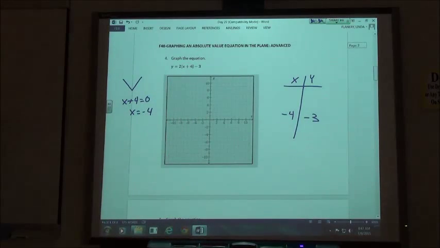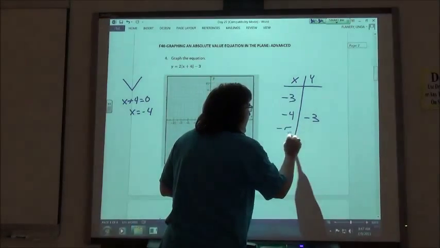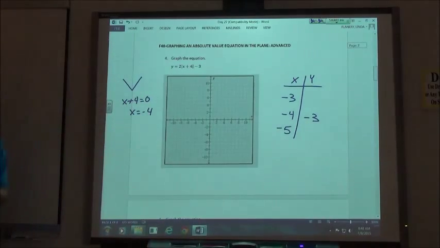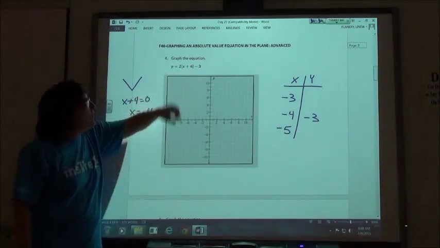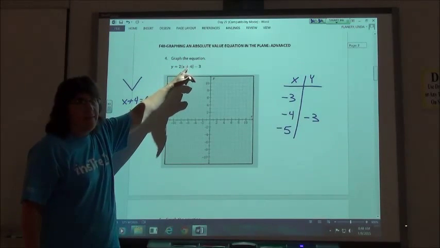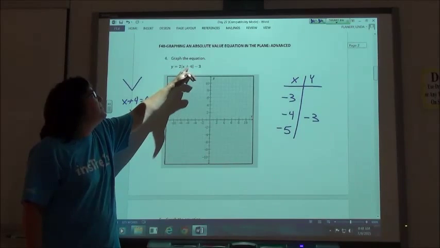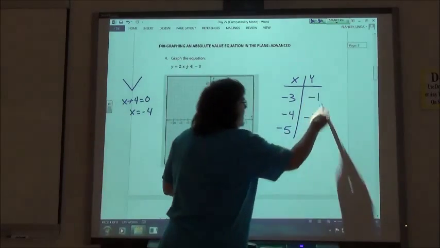Now in Alex, they're only going to make you do 1 point on each side of that. So we're going to put negative 3 and negative 5 in for our other 2 points. And then basically we're just going to substitute it in and solve. So negative 3 plus 4 is going to give you 1. The absolute value of 1 is still 1. 1 times 2 is 2. 2 minus 3, negative 1.